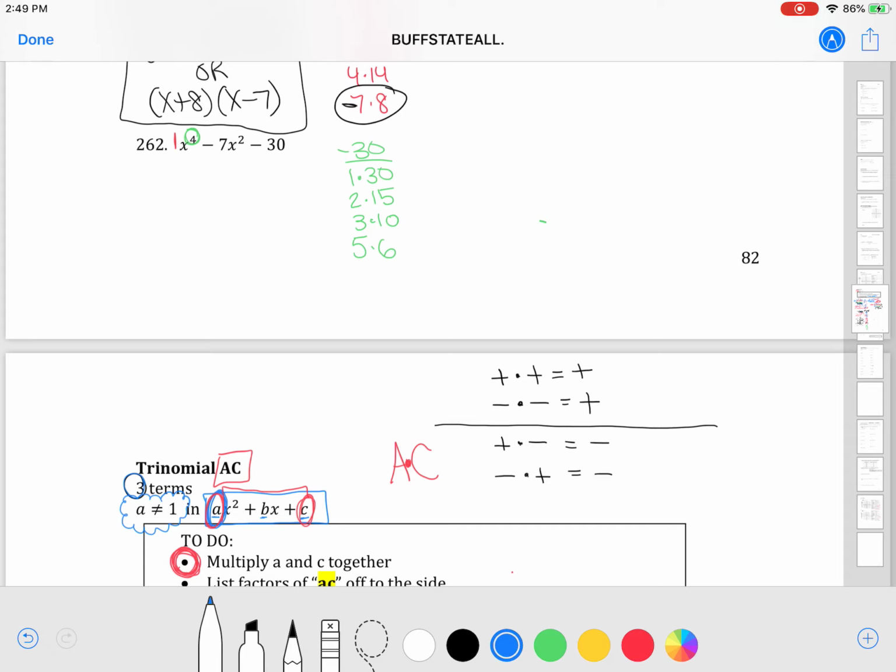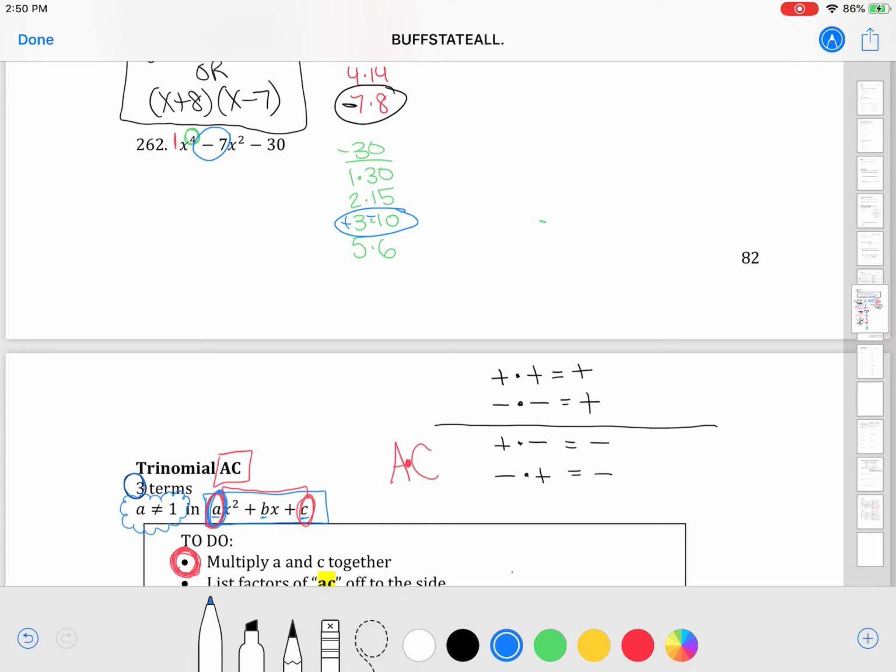And remember the goal. You're trying to multiply to a negative 30, so you need a positive and a negative number in your pair. And it also has to add to negative 7. So again, take a second to try and figure out what that pair is going to be. Don't wait for me to tell you. Try and figure it out. Hopefully we got a positive 3 and a negative 10.